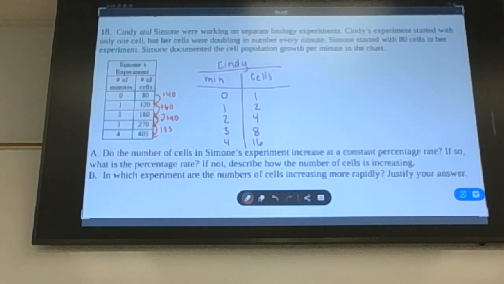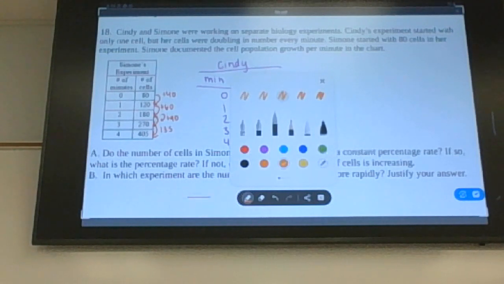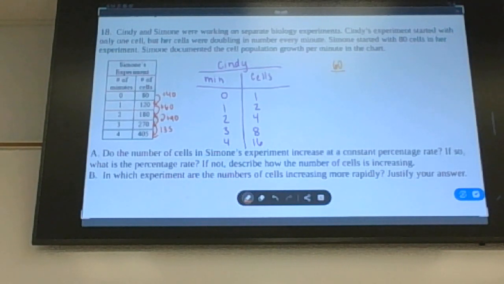So is this a constant percentage rate? We would have to do what's 60 over 40, what's 90 over 60, and what's 135 over 90. 1.5. So the second one's 1.5. What's the third one? 1.5. Wow. These are called constant ratios.